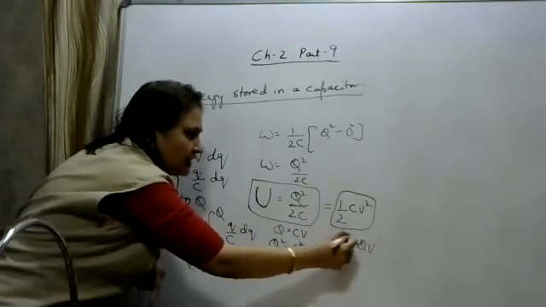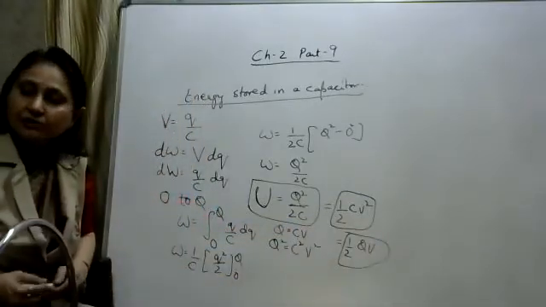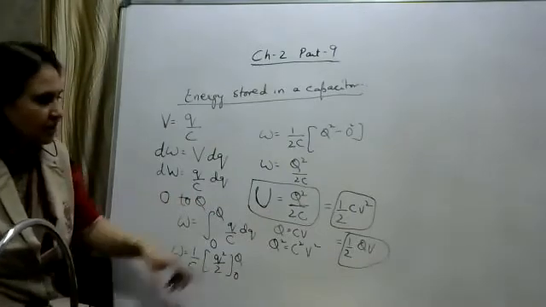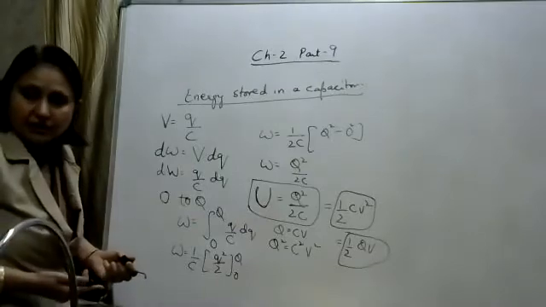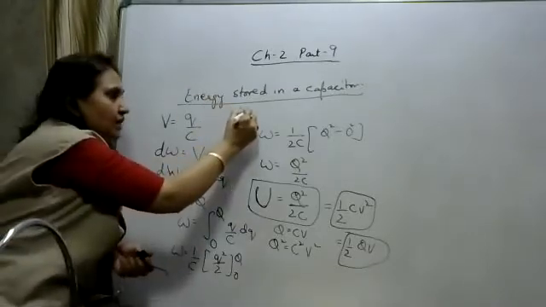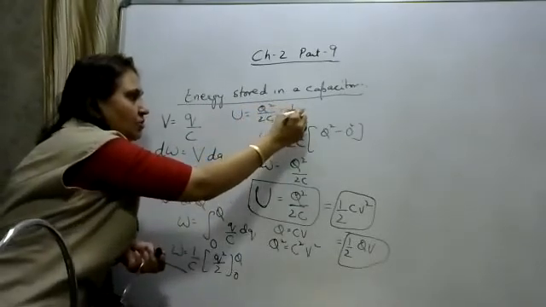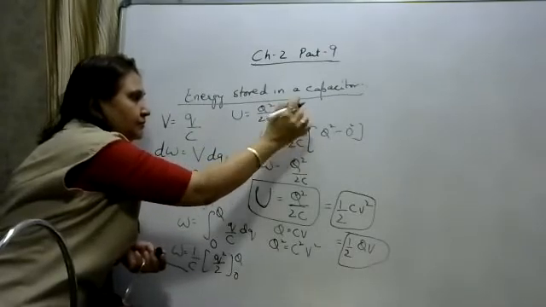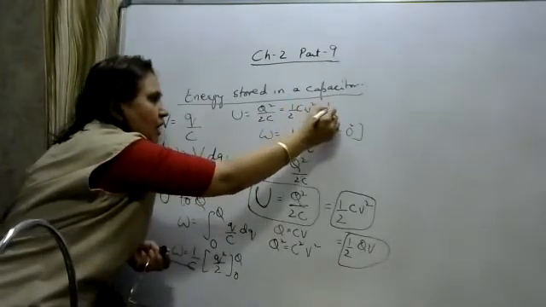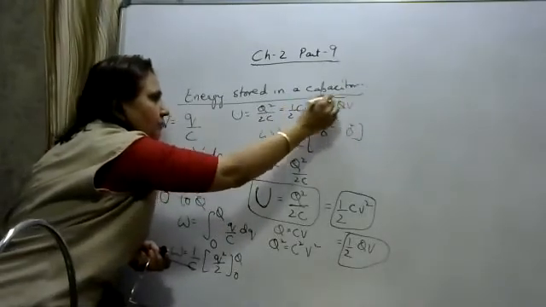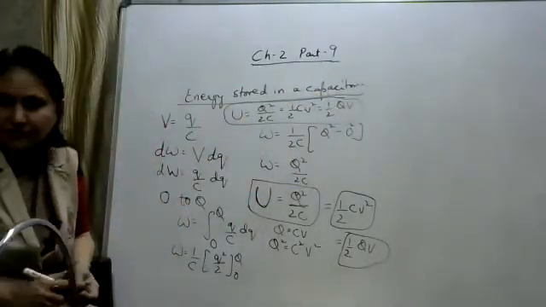So these are the various expressions of energy stored in the capacitor, which we call the electrostatic energy stored in the capacitor. So it is given by Q square upon 2C, which is also equal to half CV square, which is also equal to half Q into V. Okay, so note down all the expressions of energy stored.